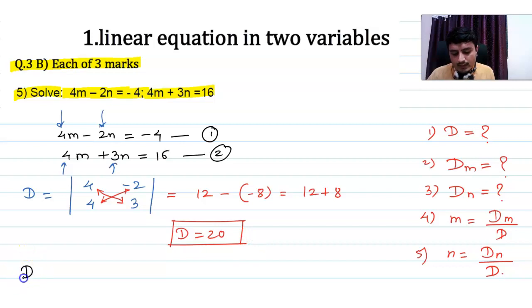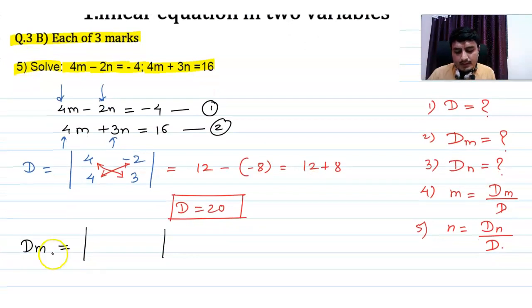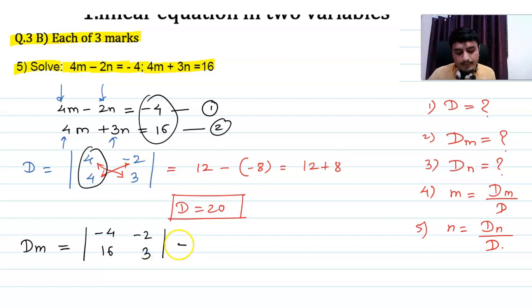Now let us try to evaluate D suffix m. How to write now the elements under D suffix m? So whatever be the coefficients of variable m from D, we have to replace that by the constants minus 4 and 16. So the entries under Dm we have minus 4 16, while minus 2 and 3, the second column remains as it is from D.